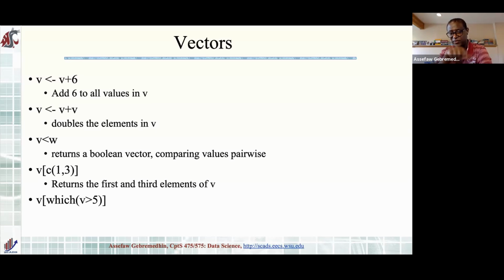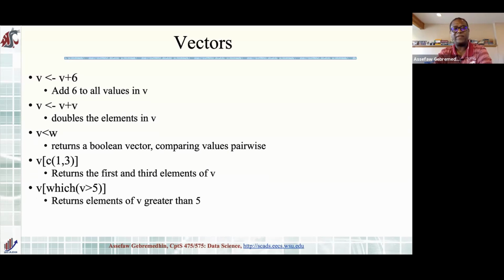This is one of the places where you can write very compact code that could take you a little bit of time to interpret. But this is also a powerful thing, because you don't have to write lots of lines of code to get something done. All right. And so what this one does is it returns elements of V that are greater than 5.